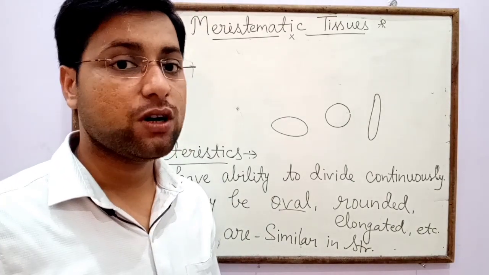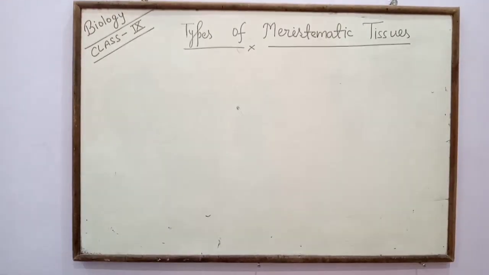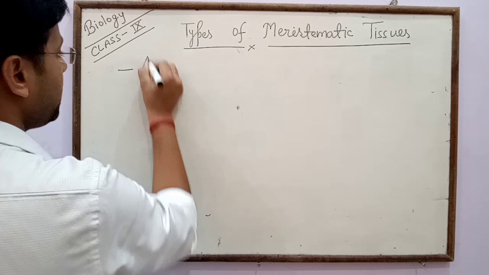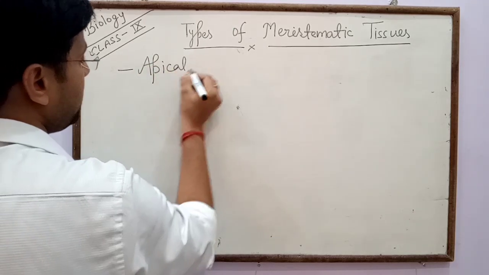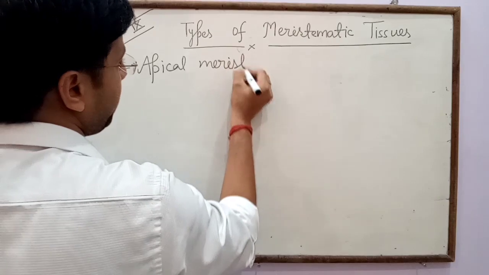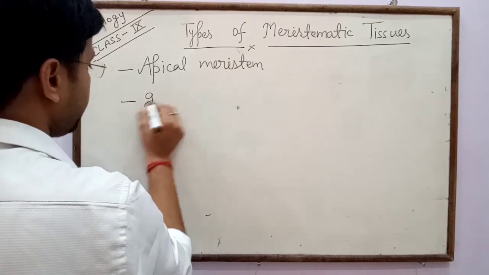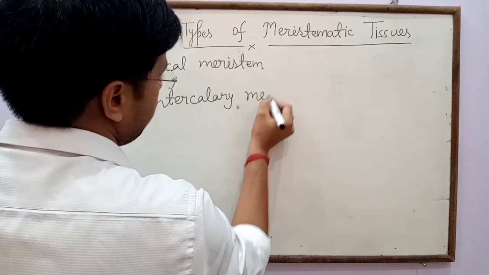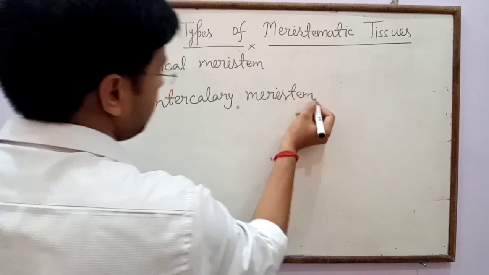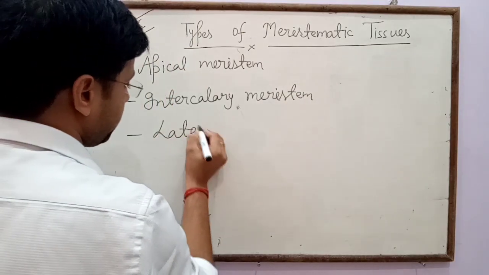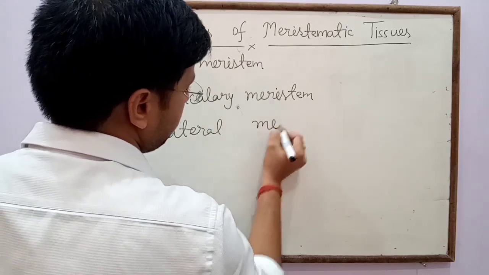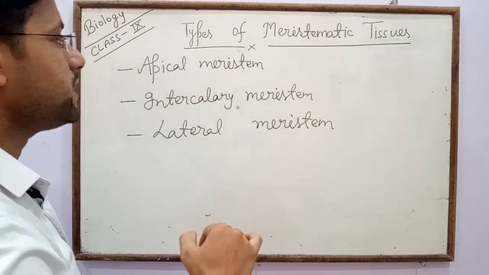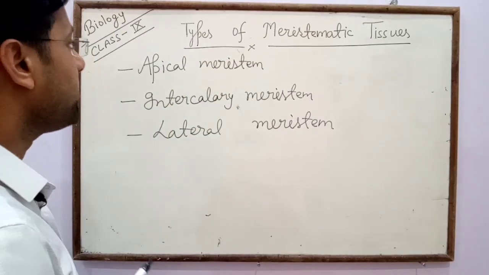Now about the types of meristematic tissues. There are three types of meristematic tissues: the apical meristem, second is intercalary meristem, and lateral meristem. All these meristematic tissues are present in growing regions of the plant.